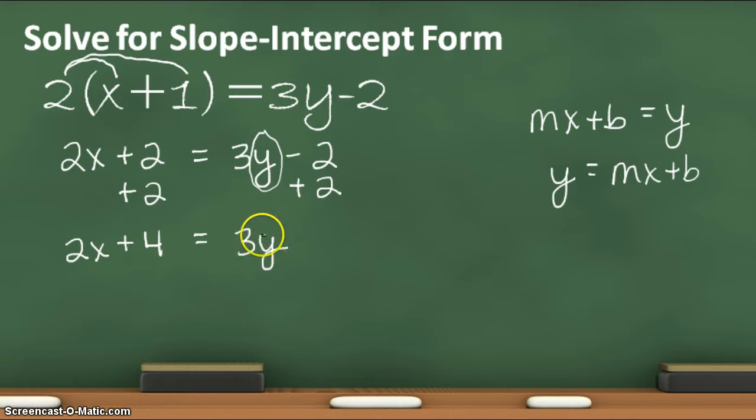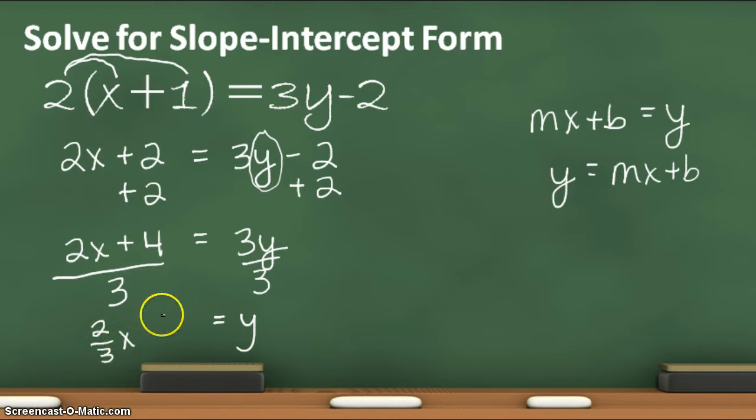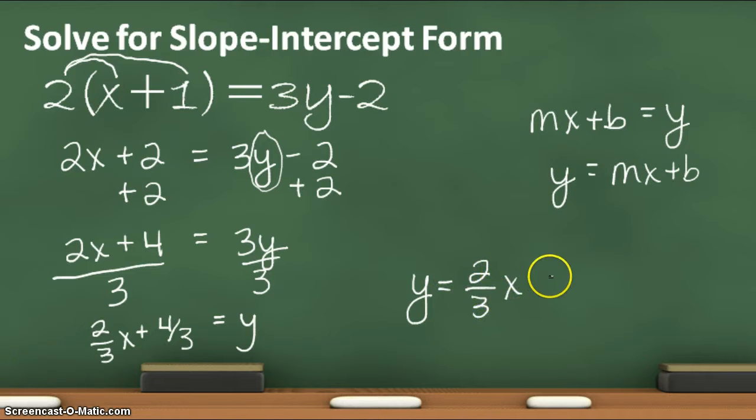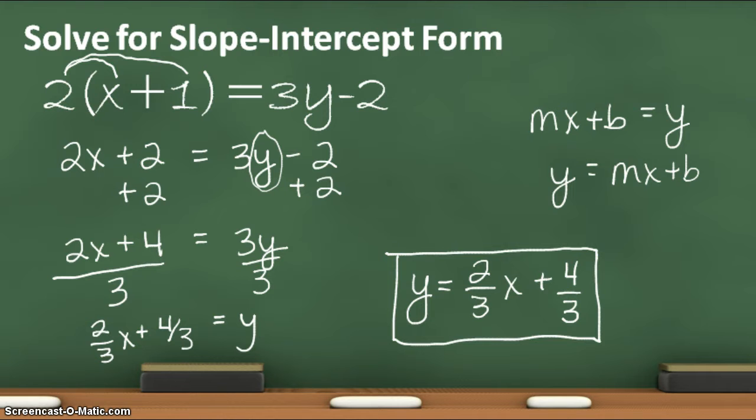And then the opposite of multiplication is division, so I'm going to divide both sides in their entirety by 3. Now, sometimes it doesn't give us nice, pretty numbers, and that's okay. Those are fractions. 2x divided by 3 is 2/3 x, and then 4 divided by 3 is 4/3. So my final answer here is y equals 2/3 x plus 4/3. That would be y equals mx plus b.